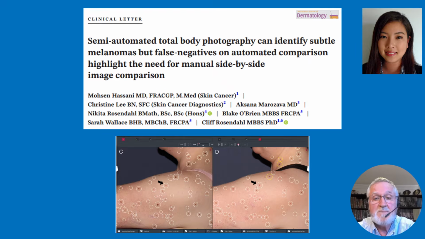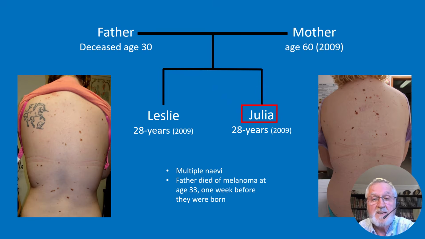Now, you remember this case I showed you of the young lady with the lesion on the arm that my nurse, Christine Lee, detected. The Photo Finder missed it. Well, this is the same lady. Her name is Julia here, and that's her twin sister. Their father died at age 30 a week before they were born.